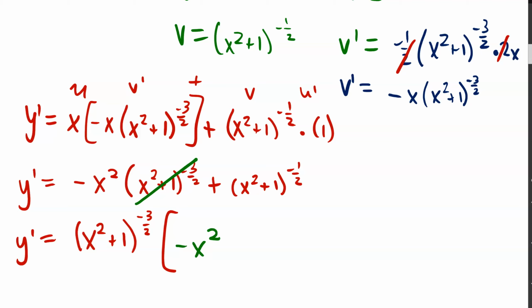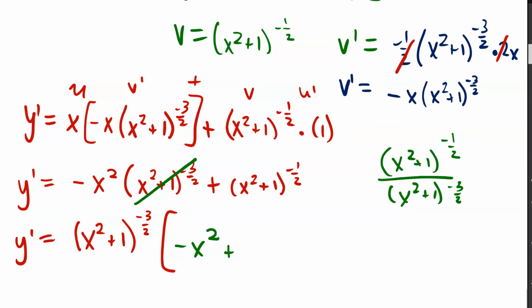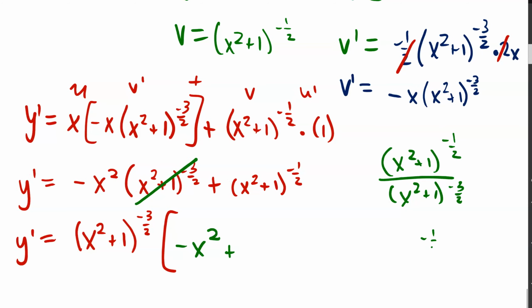No, I don't understand how you can put that. Why can you do that? So what is x squared plus 1 to the negative 1/2 divided by x squared plus 1 to the negative 3 halves? What you do is you take negative 1/2 minus the bottom, which is negative 3 over 2, add it together, and you get 2 over 2, which is 1. So literally, this just turns into x squared plus 1.